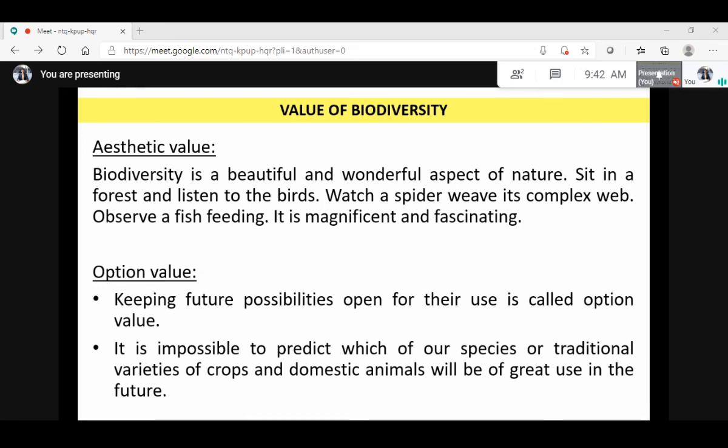Then, what do you mean by option value of biodiversity? Keeping future possibilities open for their use is called option value. It is impossible to predict which of our species or traditional varieties of crops and domestic animals will be of great use in the future.